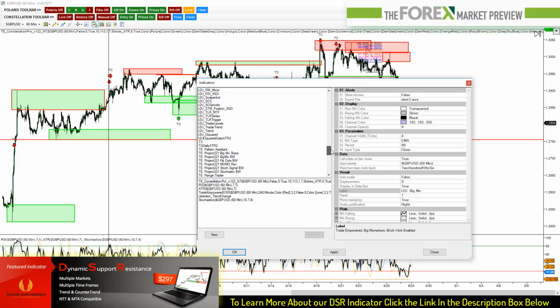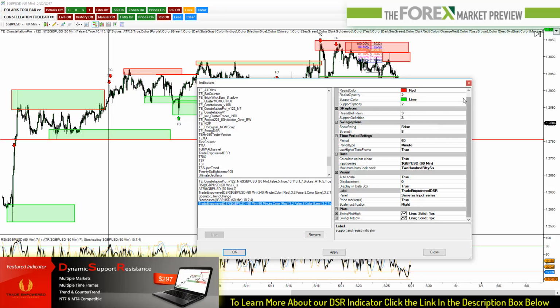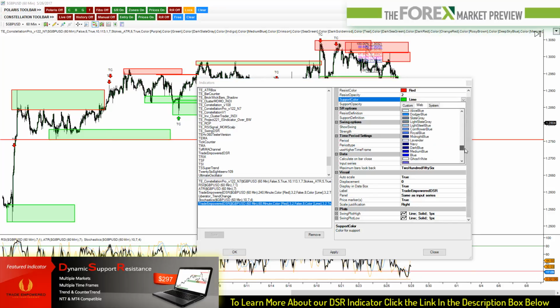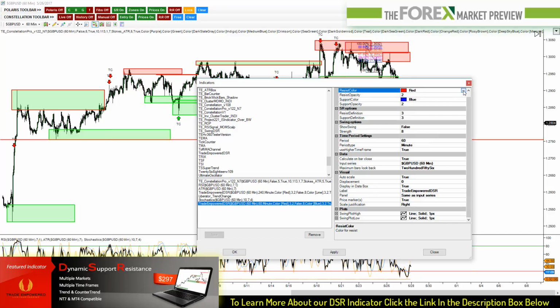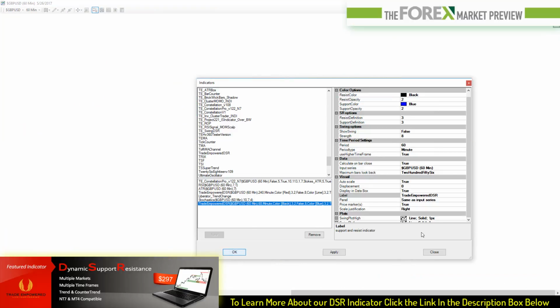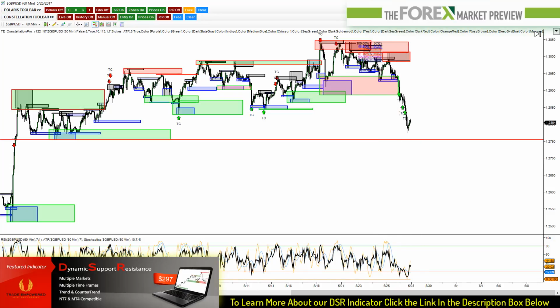If I want to do it for my trading time frame, where are you at? There you go. Too many indicators. I can just set it to the 60-minute time frame, and that will give me a look at support and resistance levels based on the time frame I'm actually looking on. So let's just put it here, and boom, you can see the smaller levels show up.